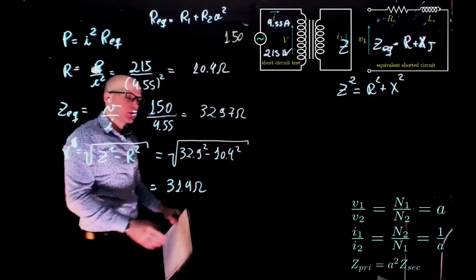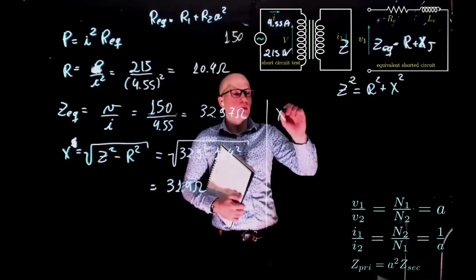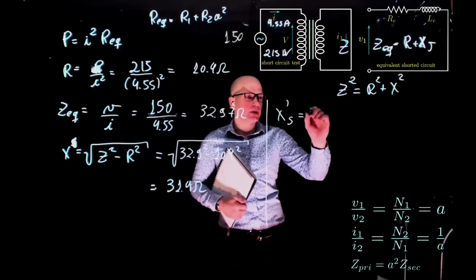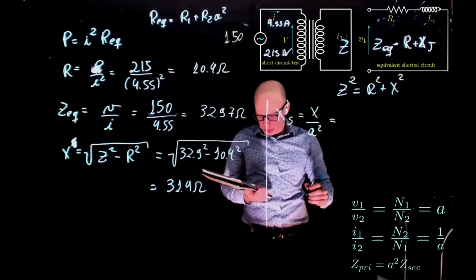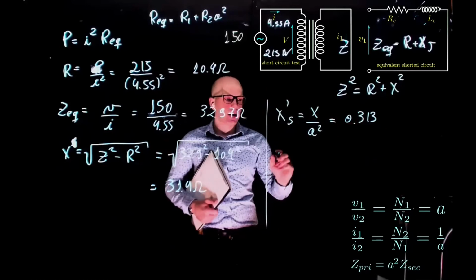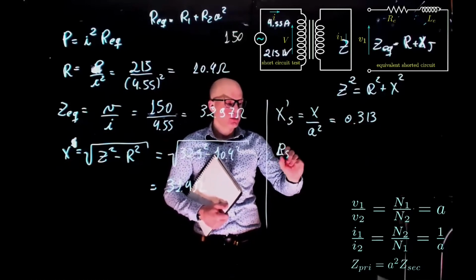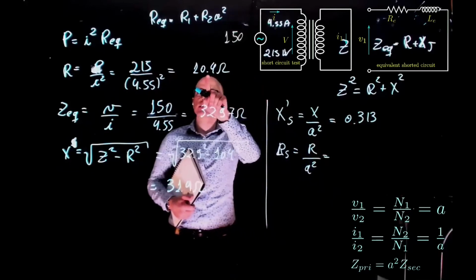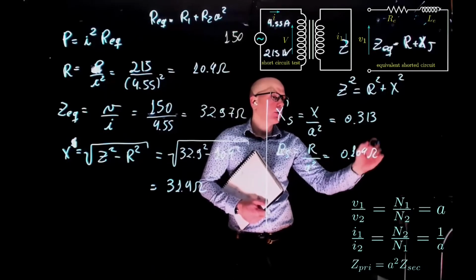How do we send this to the secondary now? Do you divide by A squared? Divide this by A squared, exactly. X divided by A squared, which is this divided by 100. And R secondary is R divided by A squared, which is that divided by 100, 0.104 ohms.